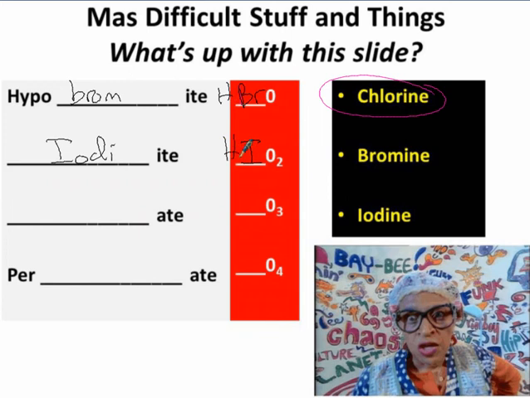HBr, HIO2, HClO3, that's going to be chlorate. So I don't want to say interchangeable, but chlorine, bromine, iodine all go by the same rules depending on the amount of oxygen that's in each of these compounds.